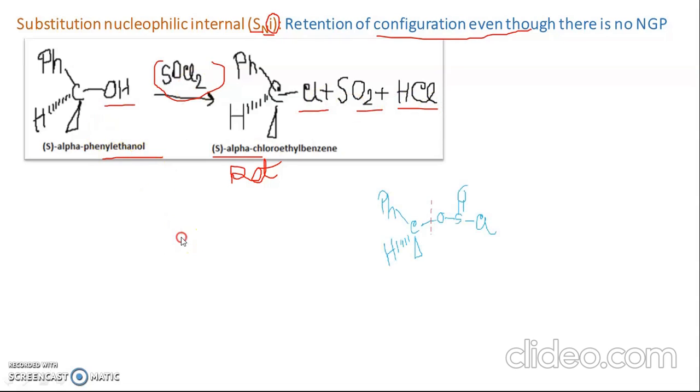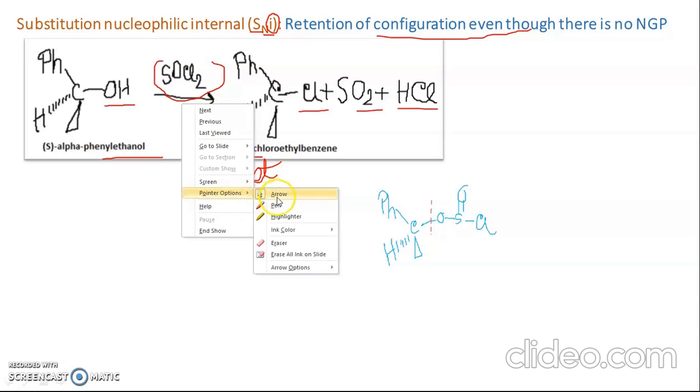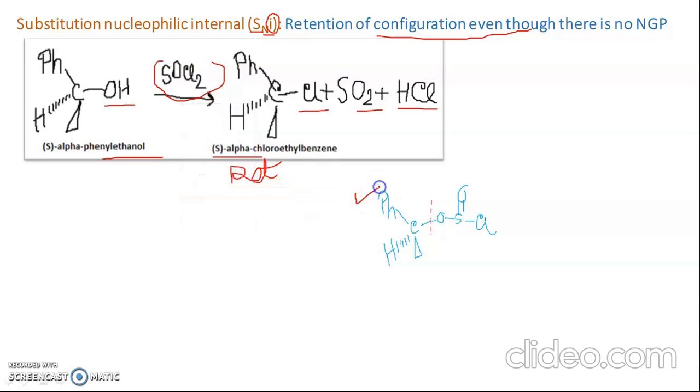So first I have drawn the structure, that is, how this molecule is formed by the interaction between OH and SOCl2. Here this hydrogen and one of the chlorines will be removed as HCl. So in the first step you can write HCl. After the removal of HCl, you get this carbon, then O, SO, Cl.